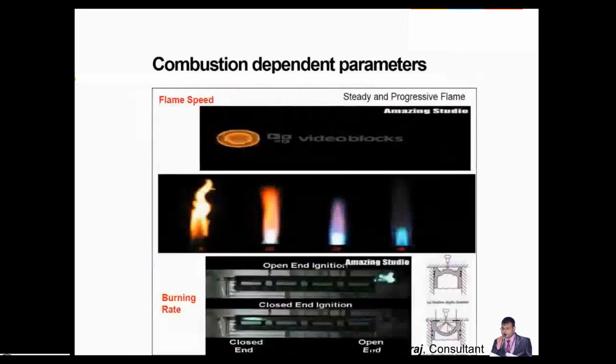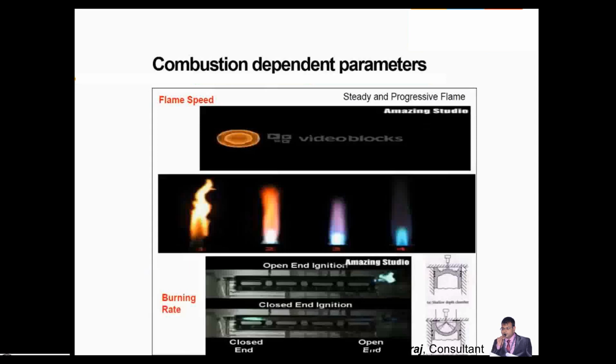So you can also ignite the fuel. You see here, in the case of the shallow depth chamber, you get the burning rate at the start itself. In the case of a hemispherical chamber, you get it at a closed end, at a distance nearing the piston. This is a piston bowl. When the combustion is touching the bowl or the piston, that is where the burning rate is going to be higher.